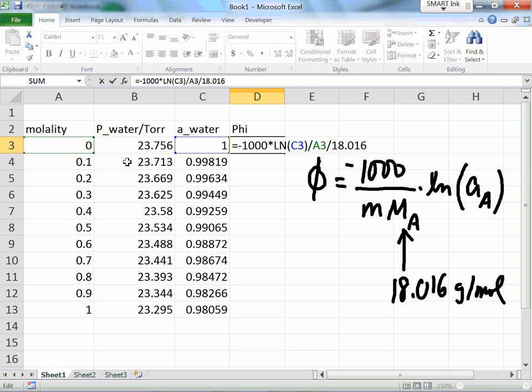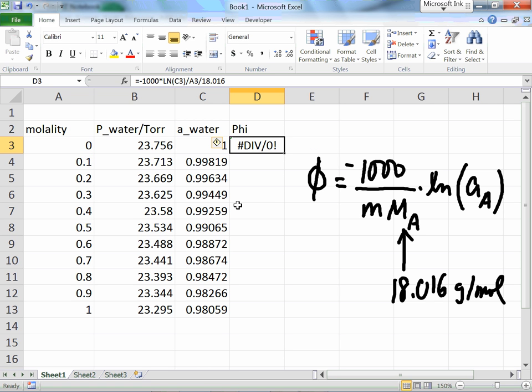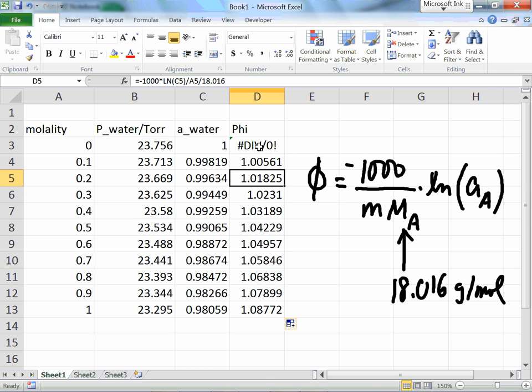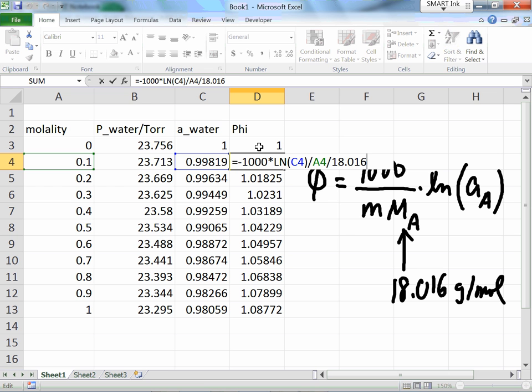Okay, but you do know what that number should be. What's the limit of that expression? It should be 1, right? Because that's basically your correction factor. So it's not defined for 0 molality, and we're just going to say it's 1. But we can copy that formula to the rest of the column. Okay, so those are your numbers, but this phi should be 1 for 0 molality. The practical osmotic coefficient for the solvent should be 1 if it's pure.